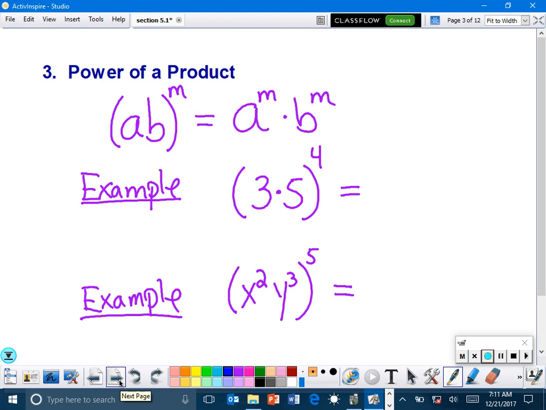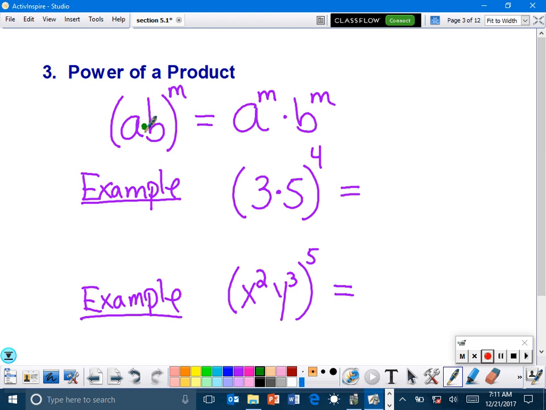Power of a product. Here you notice that we have 2 bases. It can be more than 2 bases, it could be 3 bases. And the key here, ladies and gentlemen, is there is a times between the bases. If it's a plus sign or a minus sign, that goes back to FOIL, first, outside, inside, last. Again, this is a times sign in between.